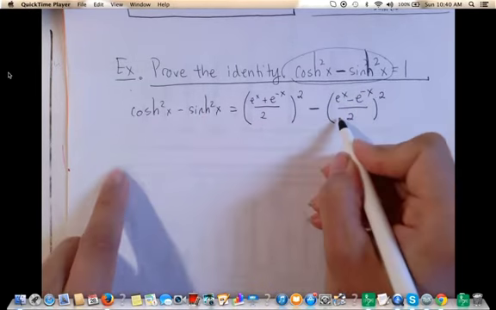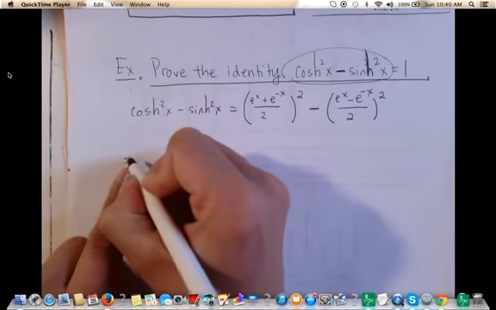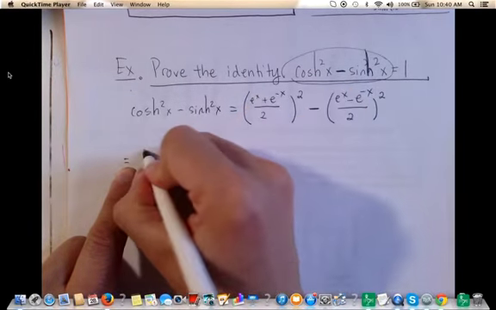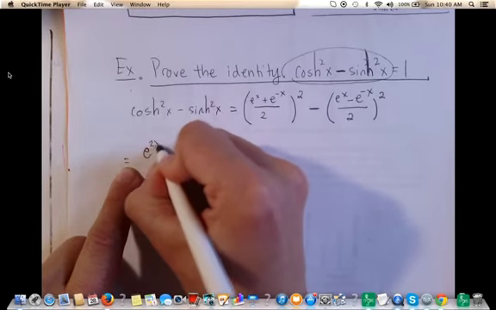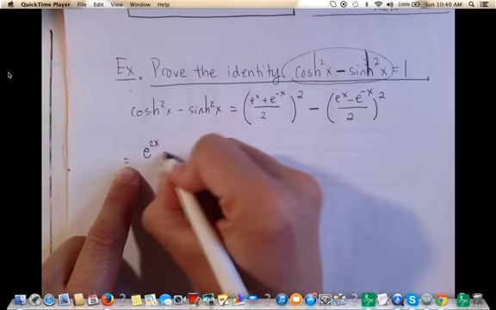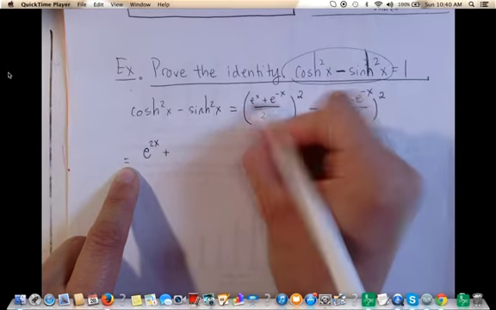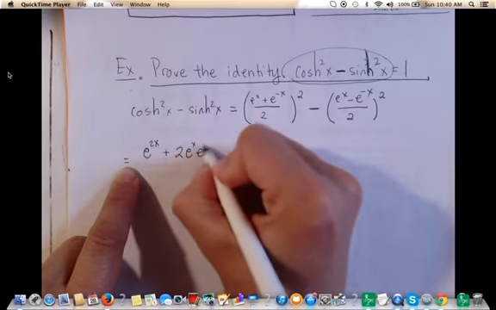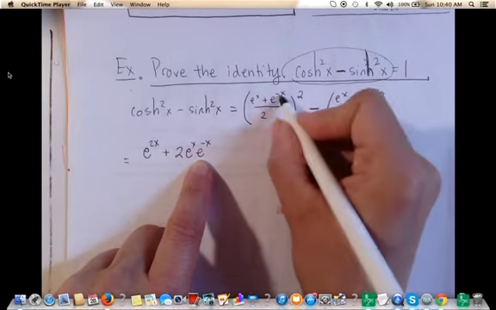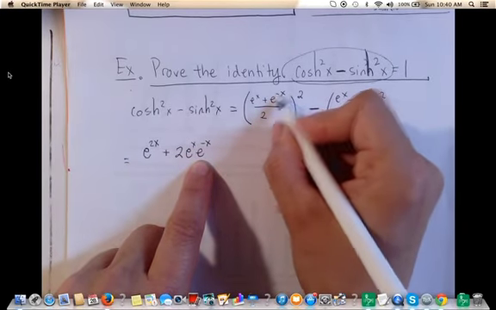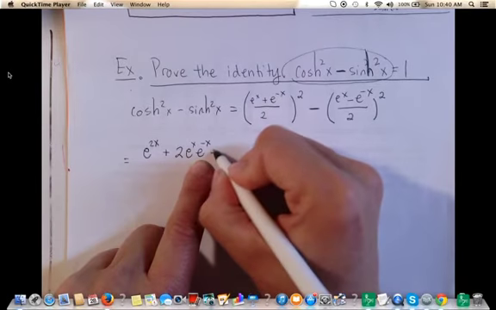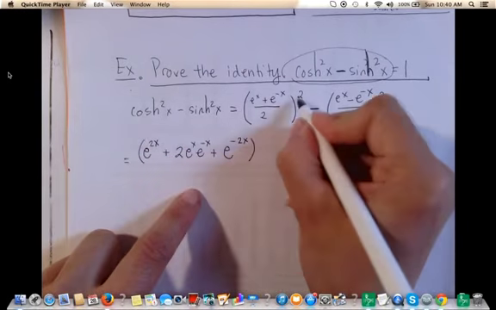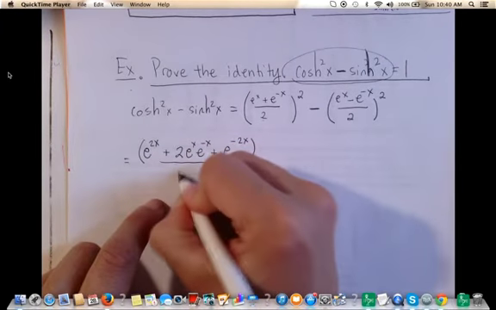So the first thing I'm going to do is square this guy. And here I have e to the x times e to the x gives me e to the 2x. And then when I FOIL things out, my two middle terms, I'm going to have e to the x, e to the opposite x. And when I multiply e to the negative x times e to the negative x, I get plus e to the negative 2x. And in the denominator, I'm going to have 4.